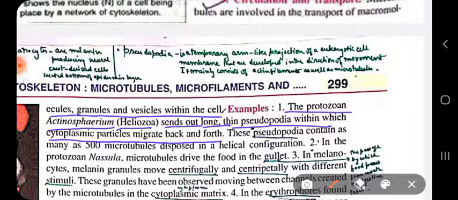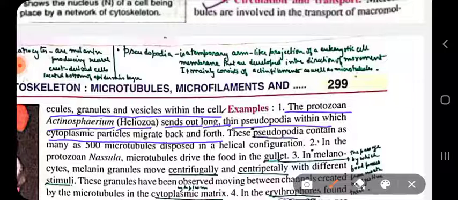Pseudopodia, as you know, are temporary arm-like projections of a eukaryotic cell membrane that develop in the direction of movement, and they mainly consist of actin filaments and microtubules. So with the help of pseudopodia, the cytoplasmic particles migrate, they move back and forth.